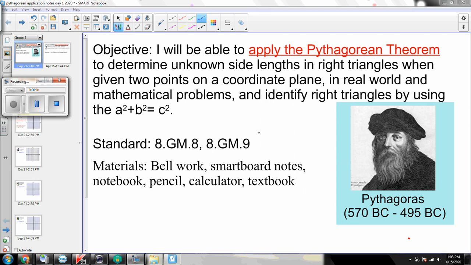Today our objective is to be able to apply the Pythagorean theorem to determine unknown side lengths in right triangles when given 2 points on a coordinate plane, and also identify whether triangles are right triangles by using the Pythagorean theorem. This is an 8th grade standard, and it is Chapter 7, Section 5 in the Big Ideas book.